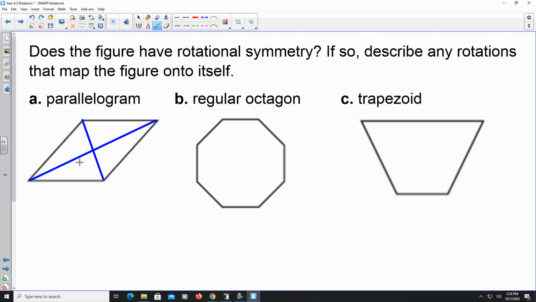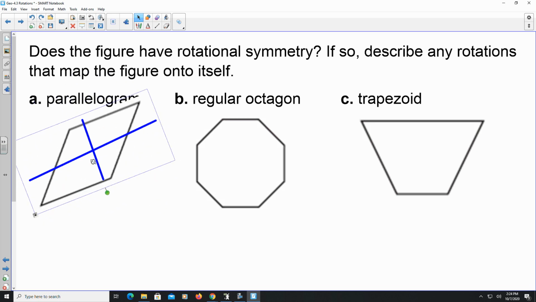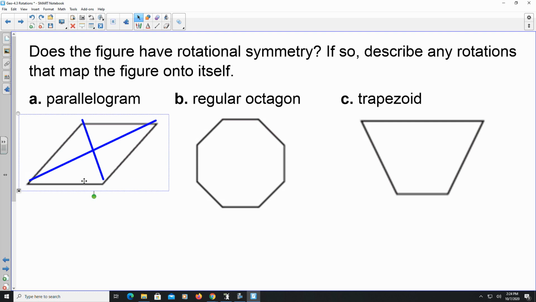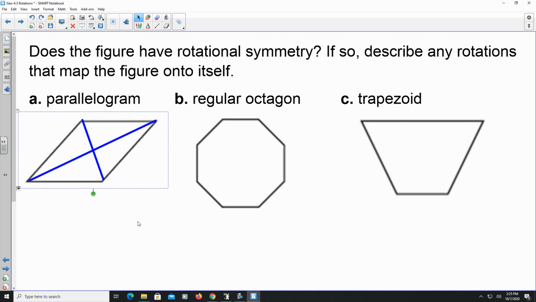So in this particular instance, if I actually rotated this exactly 180 degrees, it would look like the original image. Let's see if I can do it. So if I just rotated it 180 degrees, something like so, I'm able to get the same image as I rotated it.